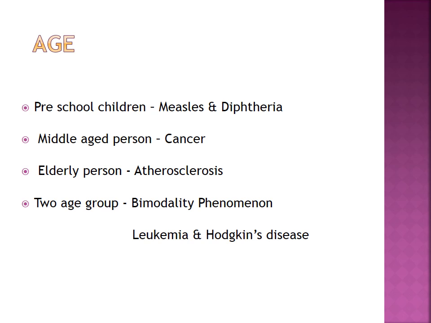If it is an elderly person coming with chest pain or some neurological symptoms, we think it might be related to atherosclerosis, and it might be a case of coronary artery disease or ischemic heart disease, or it might lead to some kind of cerebrovascular disease. In two age groups, we have the phenomenon of bimodality. Some diseases which show bimodality are more prevalent in two age groups, like leukemia and Hodgkin's disease. They might be seen in the younger age group or in the later age group.